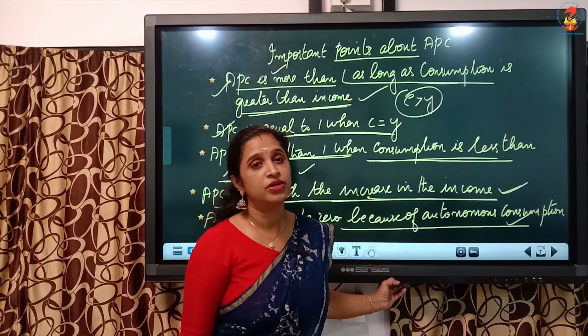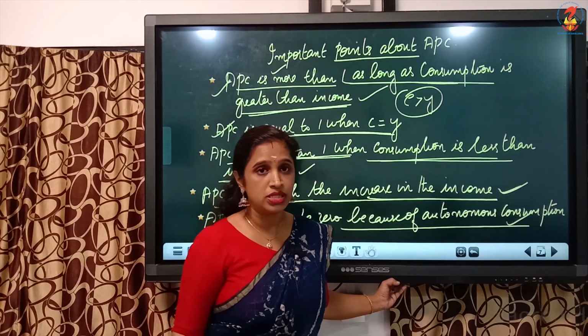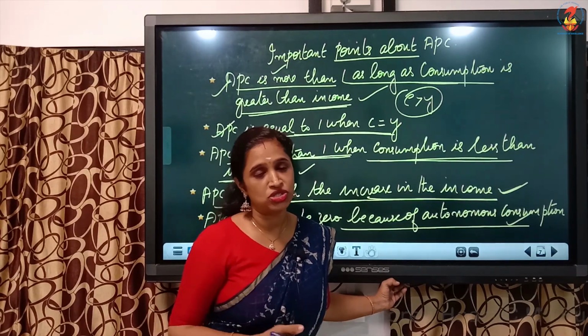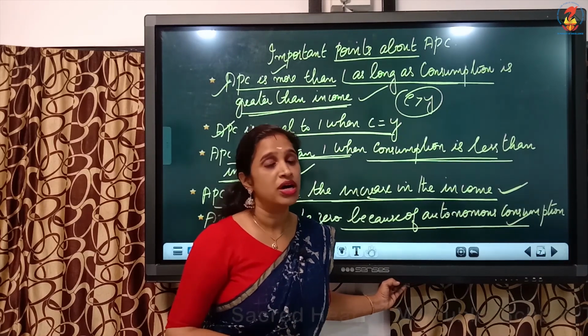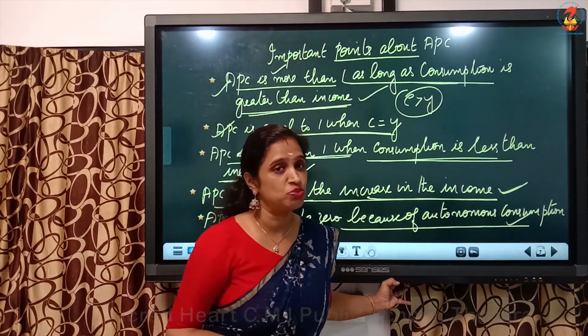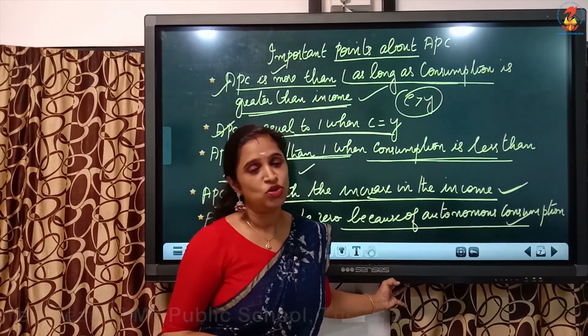So I hope the concepts of APC are clear to you. So once again, APC is equal to C by Y, and we have learned about the two bifurcations of consumption function. One is autonomous consumption and the other one is marginal propensity to consume, in which 0 is less than B is less than 1, which means the value of MPC lies between 0 and 1. I hope it is clear to you.